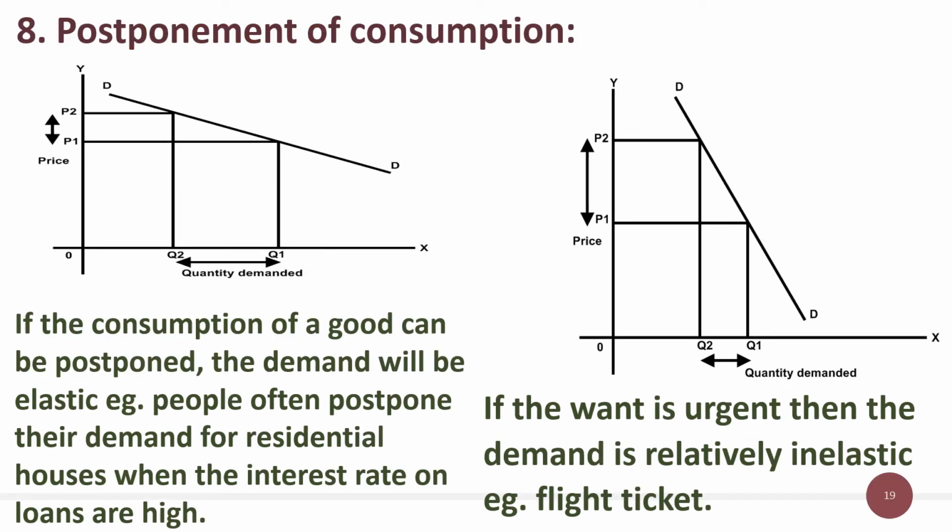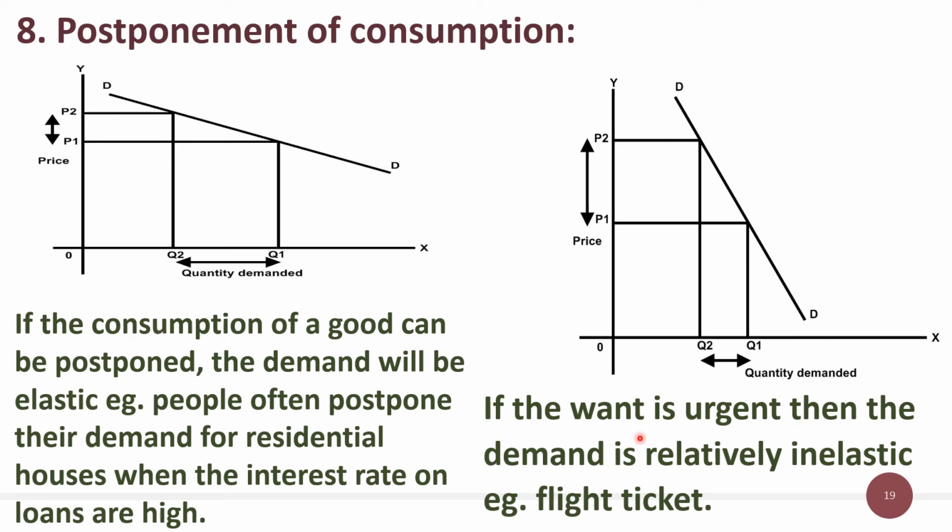The eighth factor affecting elasticity of demand is postponement of consumption. If the consumption of a good can be postponed, the demand will be elastic. Example, people often postpone their demand for residential houses when the interest rate on loans is high. So if the rate of interest on housing loans rises slightly, the demand for housing loans will fall to a large extent because people feel they can postpone their demand.